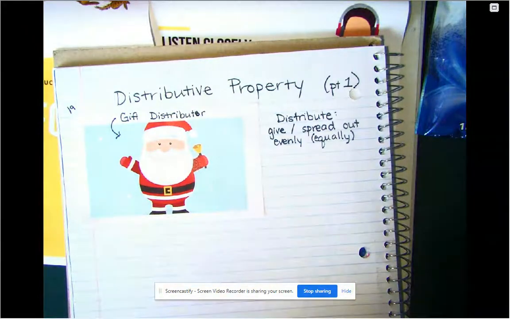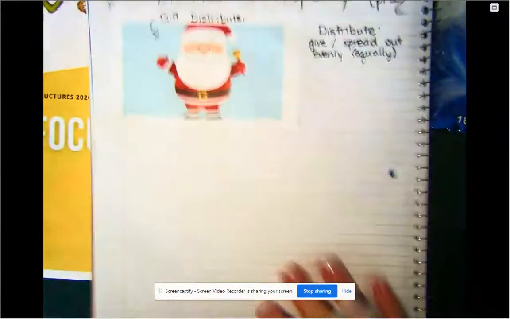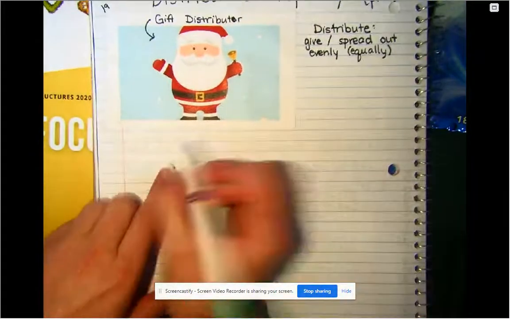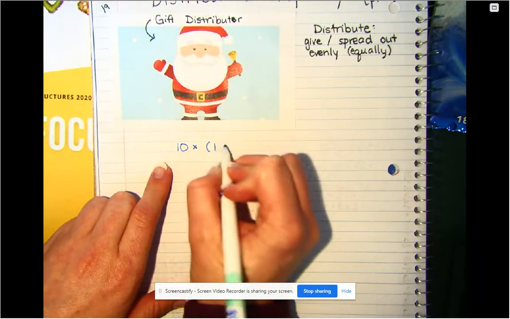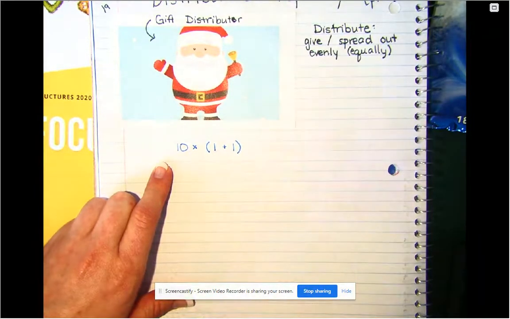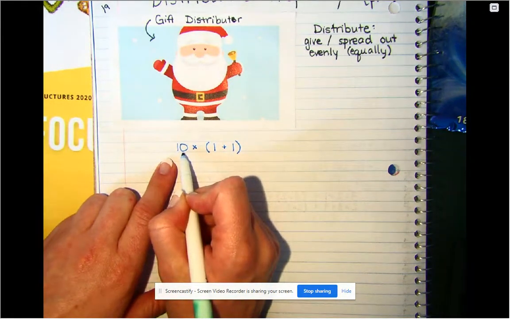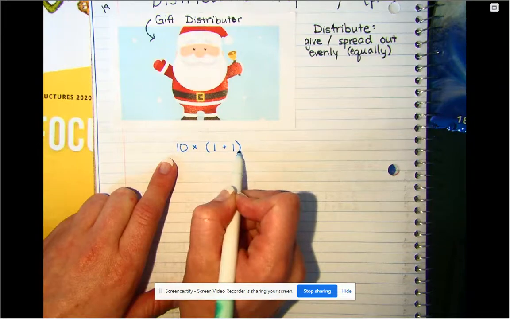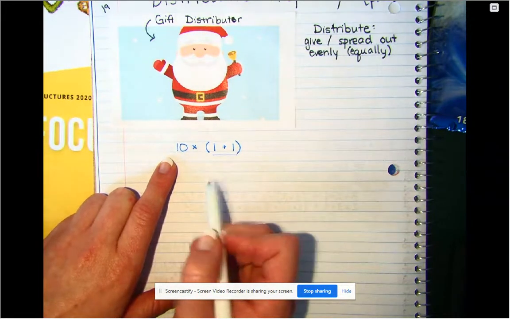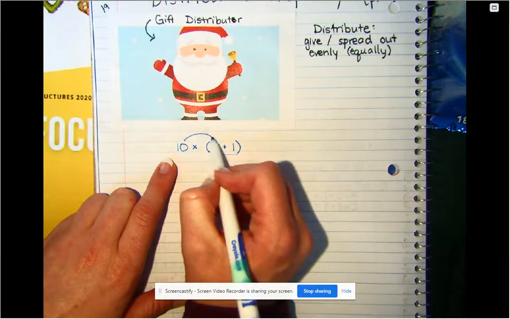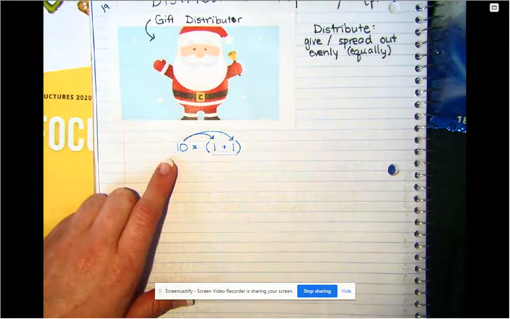So this is technically the distributive property of multiplication because we do this with multiplication. So let's say I have 10 times 1 plus 1. If I am going to multiply this without adding first, if I wanted to rewrite this, I have to do 10 times 1 plus 10 times 1, and that will give me my answer.